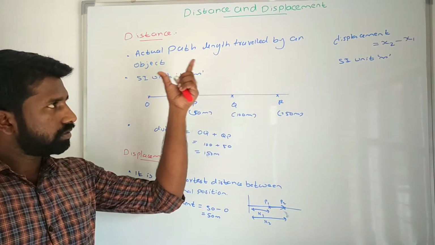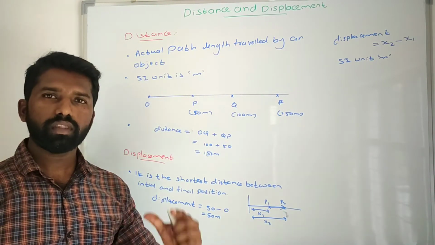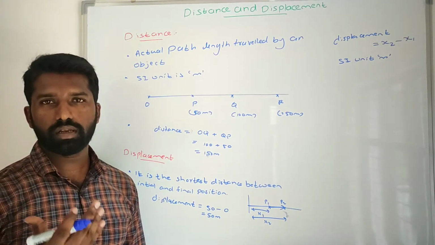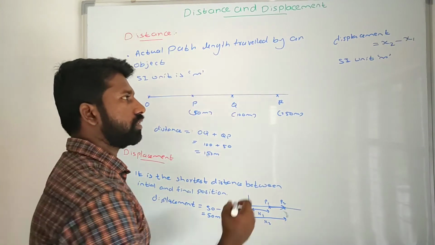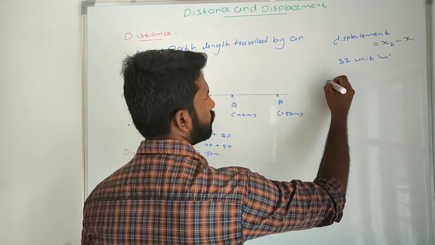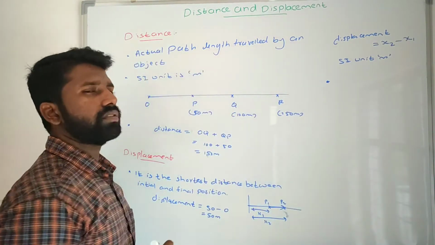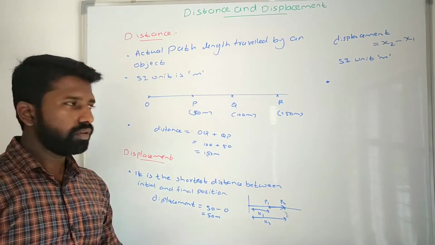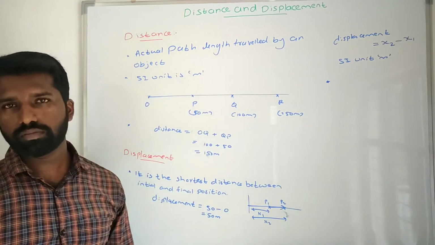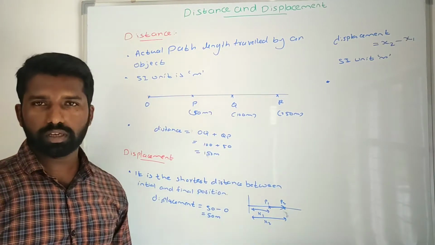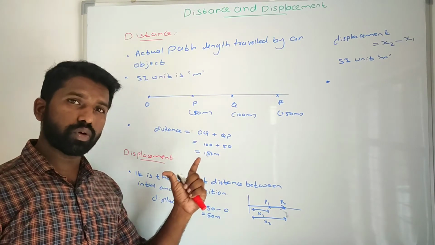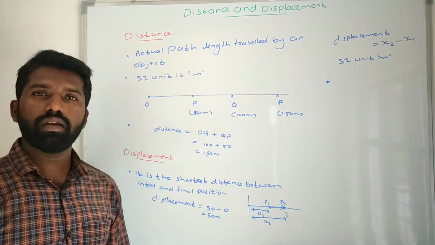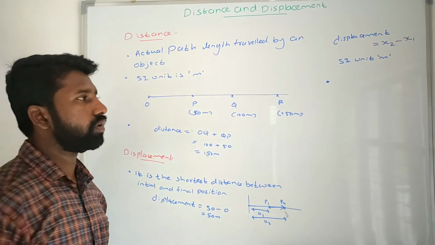This is the basics about distance and displacement. Now we will see the comparison between them. First comparison: distance is a scalar quantity, only magnitude, the path length alone. What about displacement? Displacement is the shorter distance, and it has direction. So it is a vector quantity.